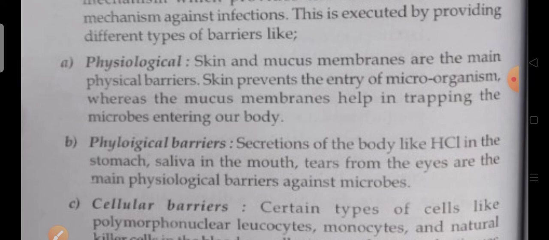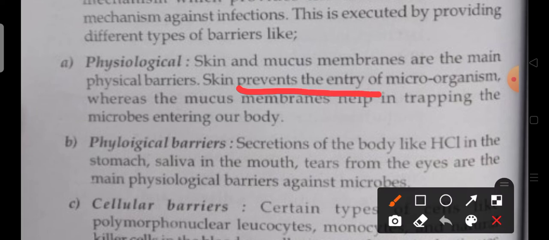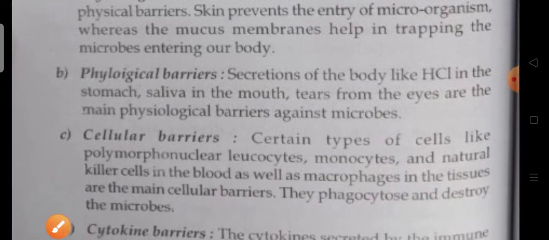If any dirty dust particles land on our skin, we get a little sensation or irritation. After getting irritation, our skin is preventing the entry of the microorganisms. That is a physical barrier. The skin prevents the entry of microorganisms, and the mucous membrane also helps in trapping the microbes entering our body. It's clear. So next come the physiological barriers.